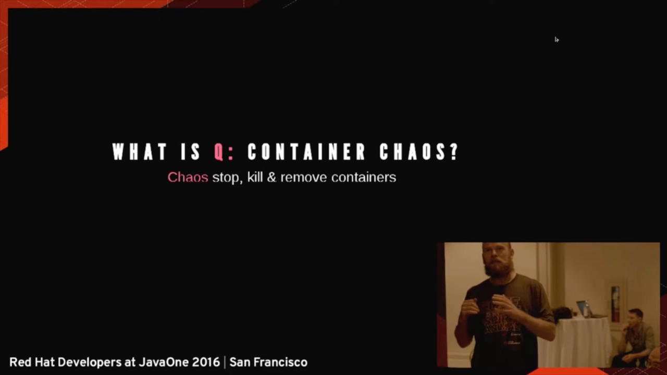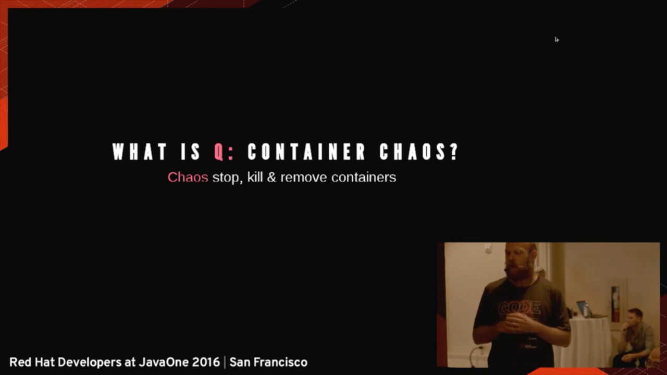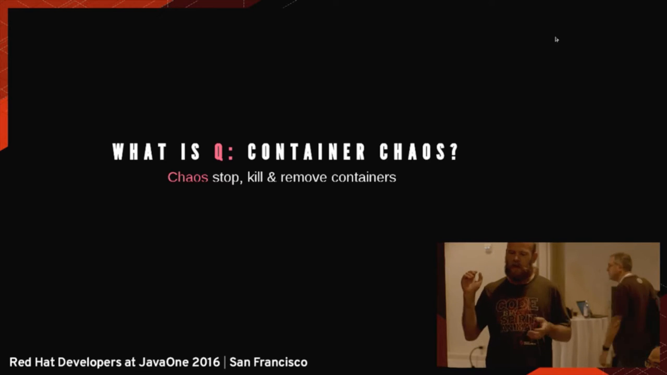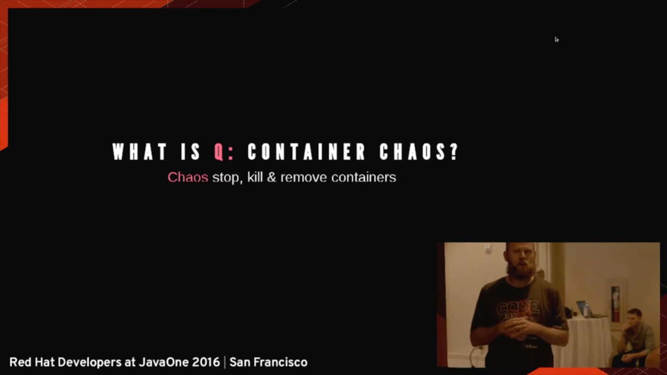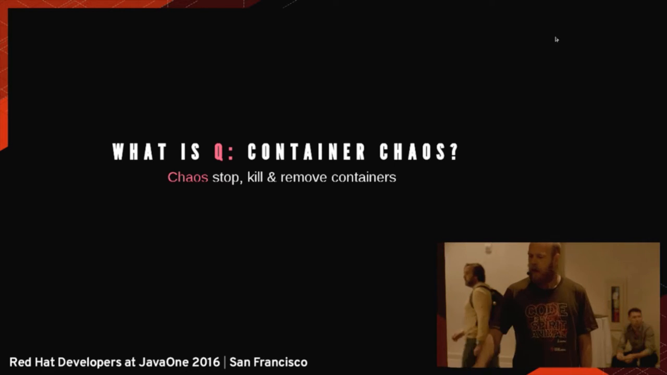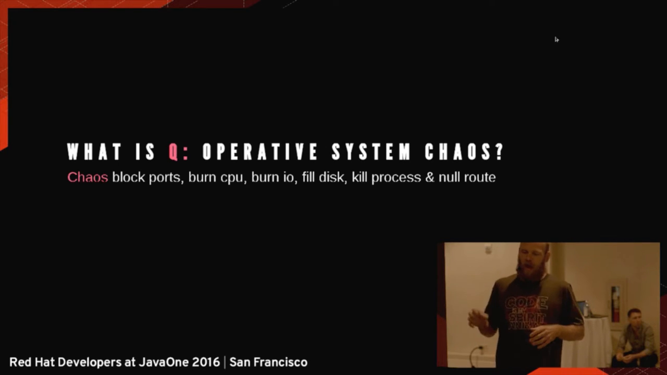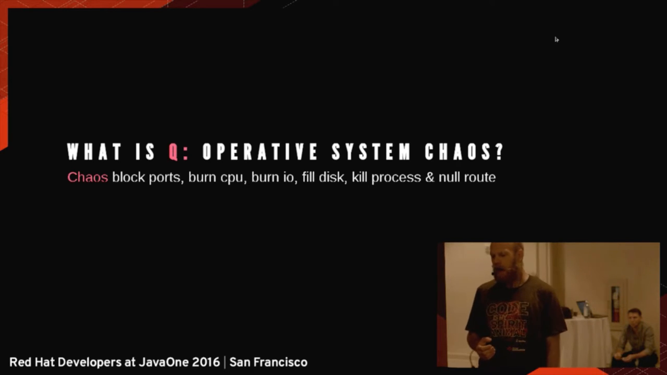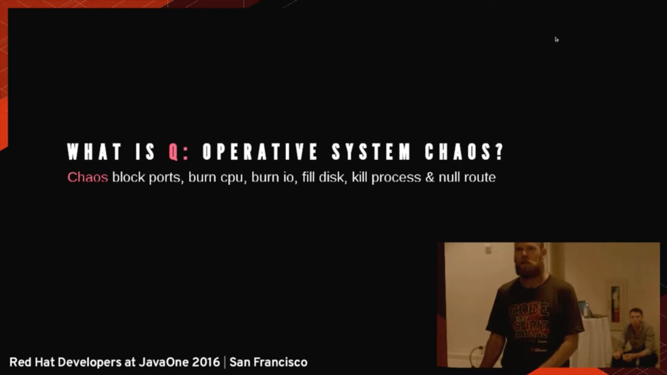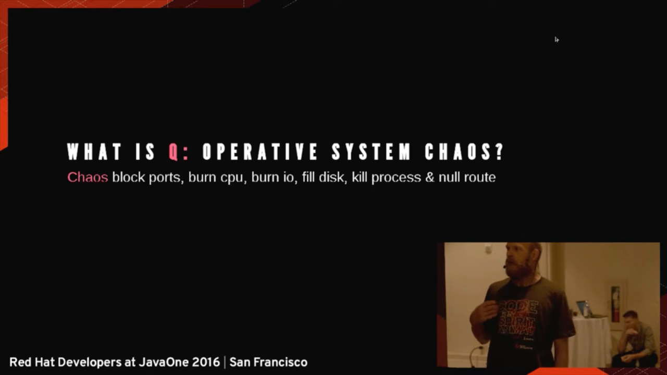There are three different main types of chaos. First, the container chaos, which allows you to stop, kill, and remove random containers or specific ones during a test scenario. Second, the operating system chaos, which essentially fiddles with the internals of a specific Docker container, so you can block ports, burn the CPU, kill the IO, and so on, to see how the other services react to this process slowly dying.